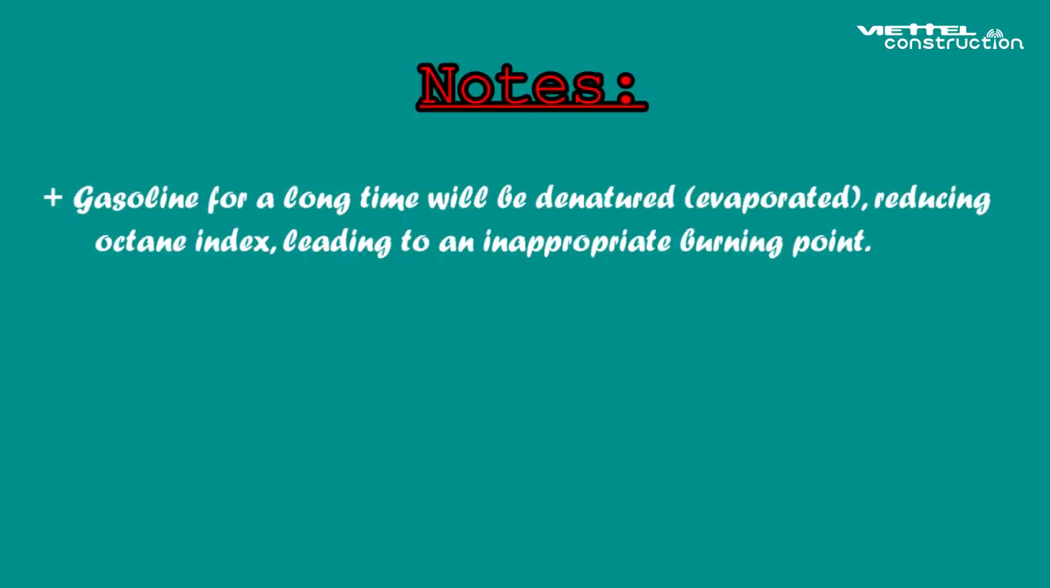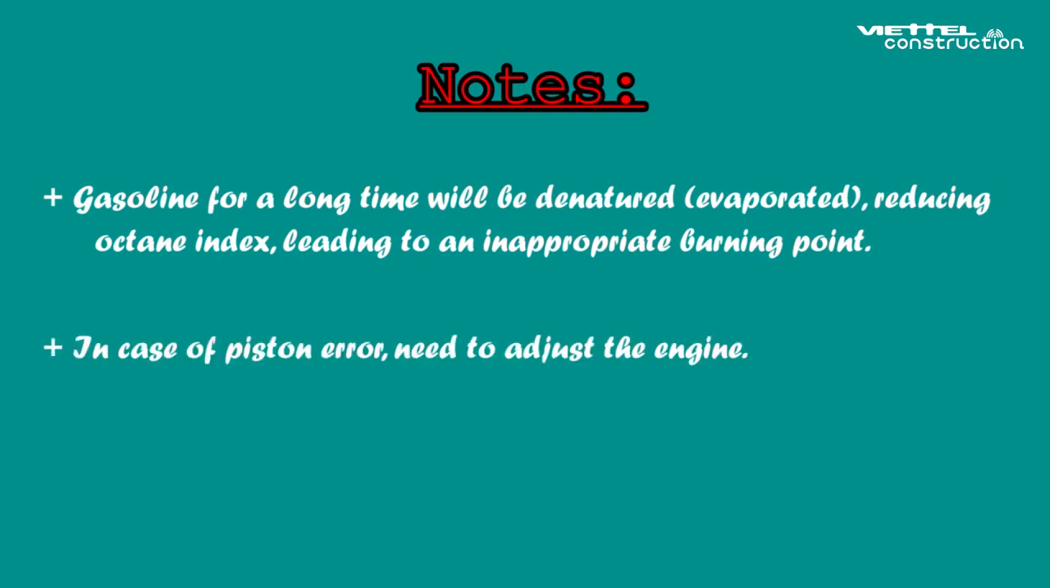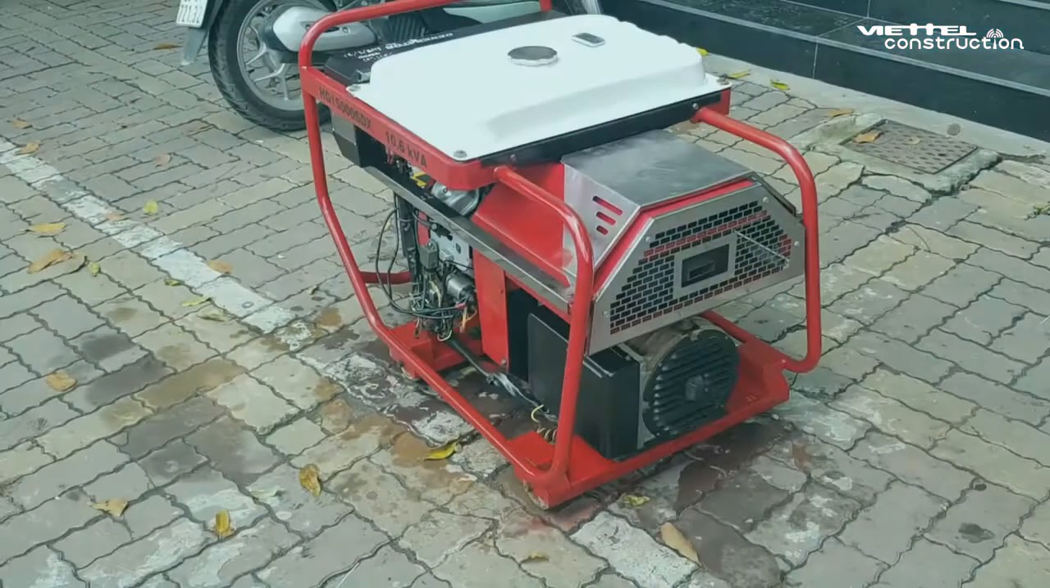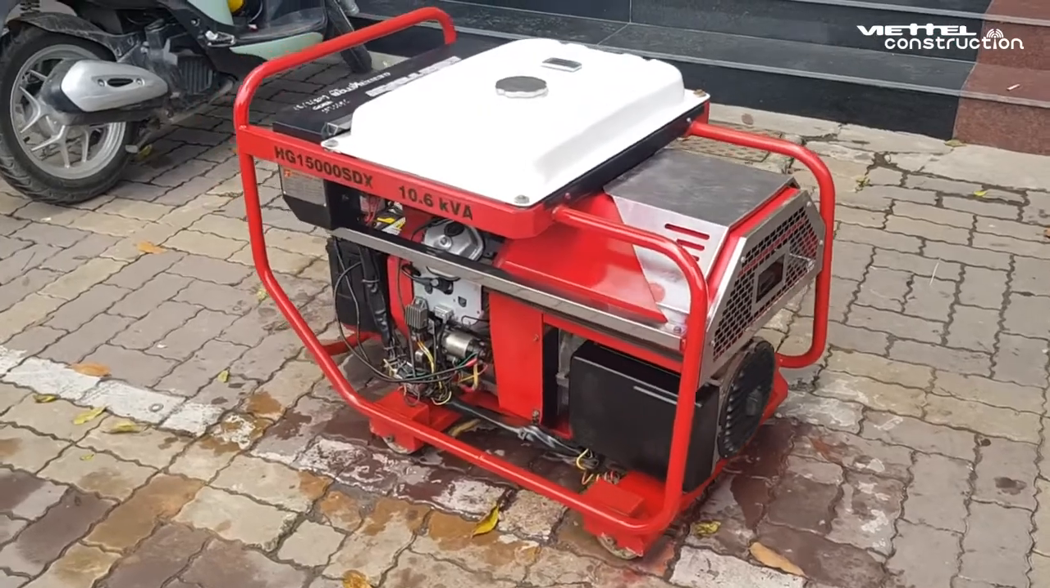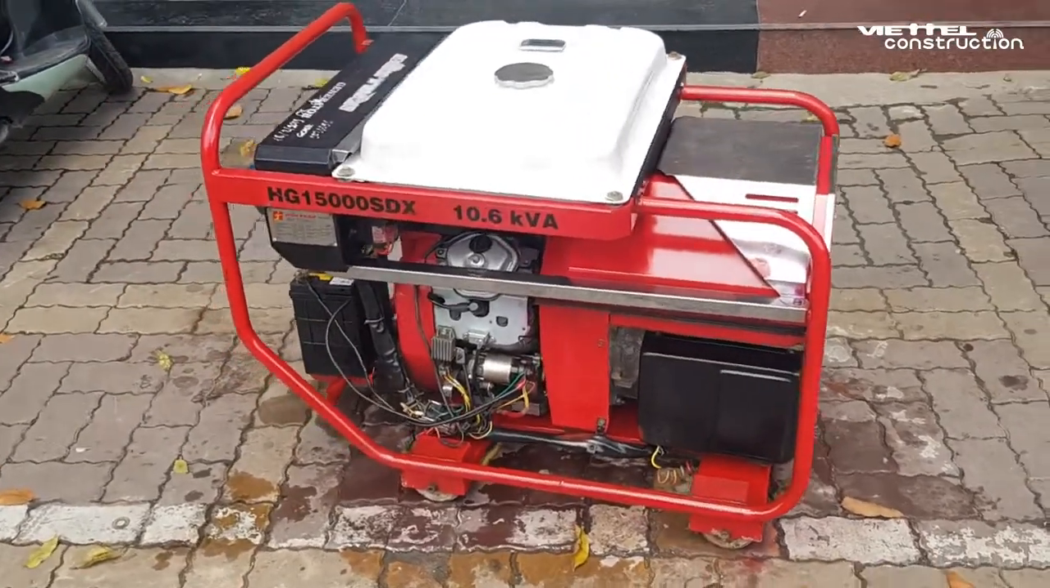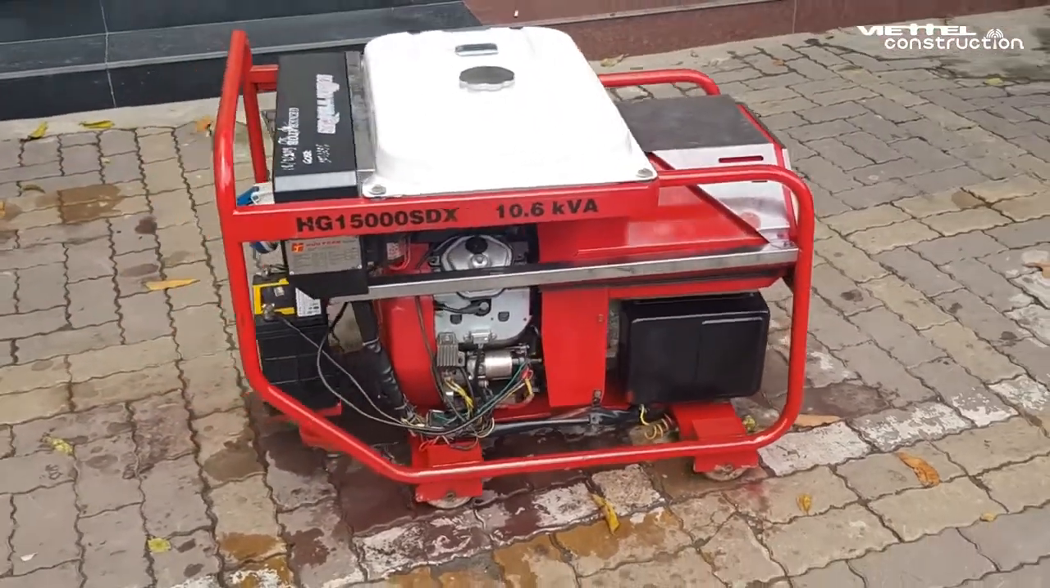Note: gasoline for a long time will be denatured, evaporated, reducing octane index, leading to an inappropriate burning point. In case of piston error, need to adjust the engine. Above is a guide to identify and handle common errors in gasoline generator. Hopefully this video tutorial will help you.